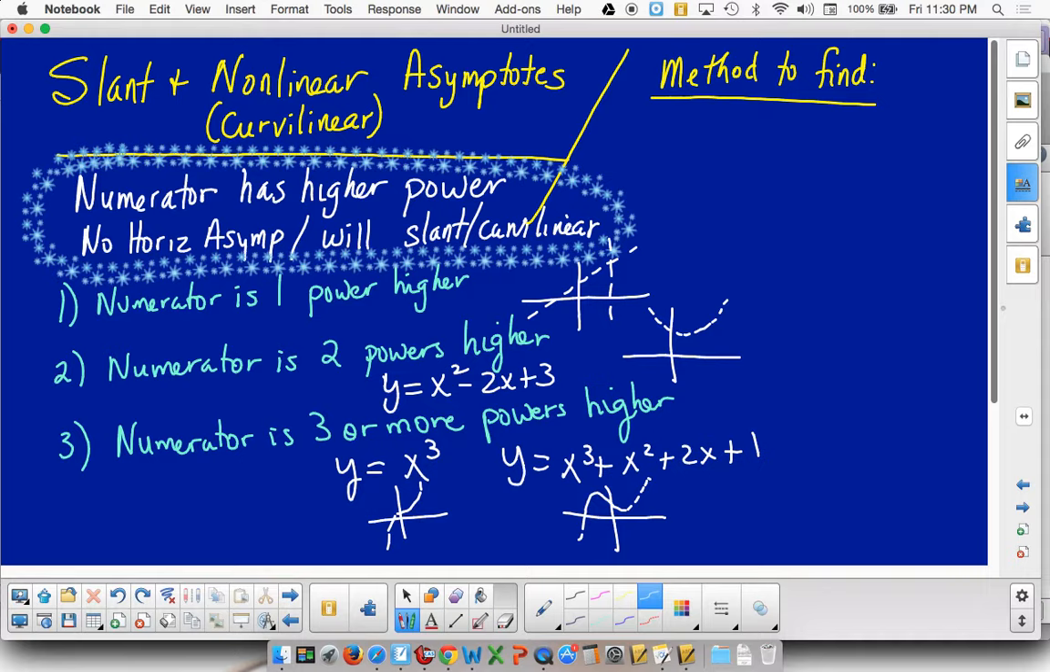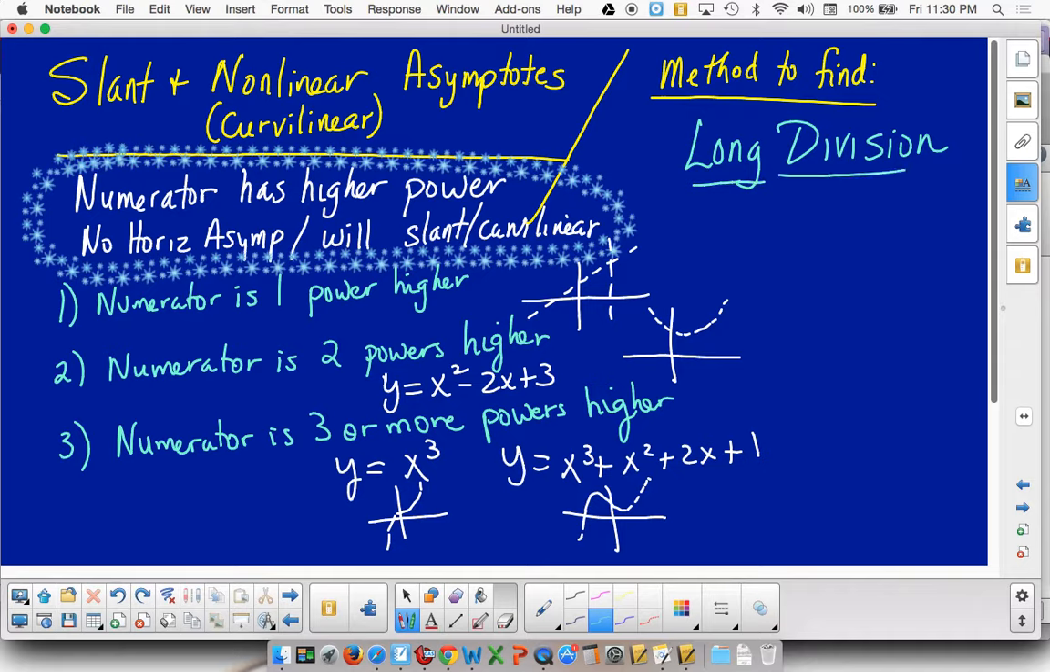So now we want to see if we can find these. And the big question is, how do you find it? How do I determine the equation of this slant or curvilinear asymptote? Well, you're going to be excited. It's something you just did in the last chapter. You find it by doing our good friend long division. You actually divide the numerator by the denominator, and the resulting answer gives you the asymptote. So long division is going to be the key to these problems.